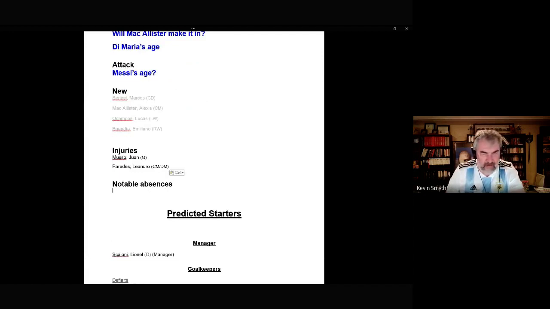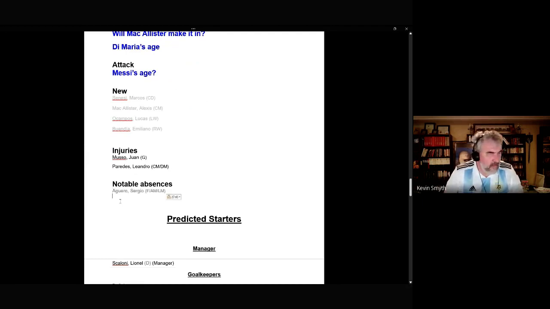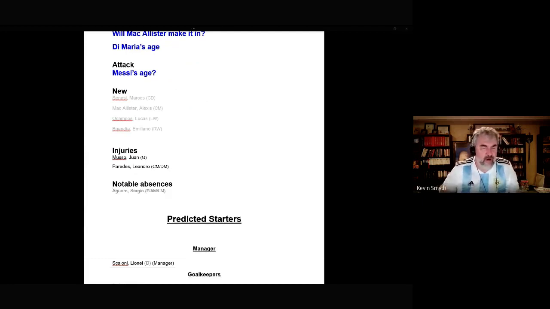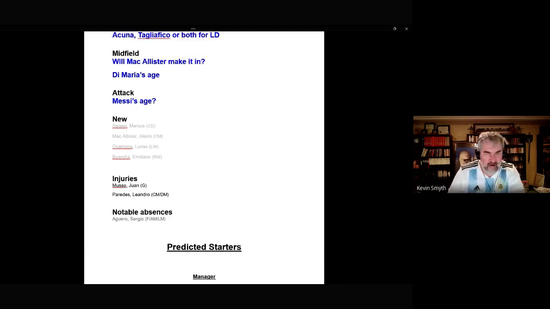And in terms of notable absences, as in big players leaving the team, since the 2021 World Cup we really only have Sergio Aguero. There were a few more players retiring around 2019, but recently just Sergio Aguero as a noticeable absence. They certainly seem to have the forwards to replace him, especially Lautaro Martinez and Nicolas Gonzalez, and to a lesser degree Julian Alvarez and Paulo Dybala.